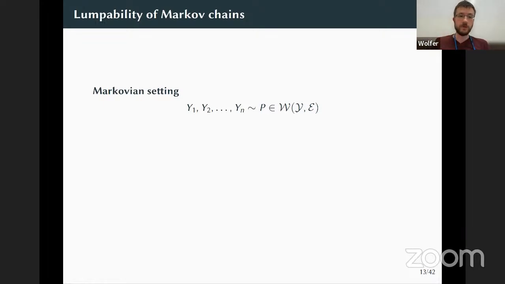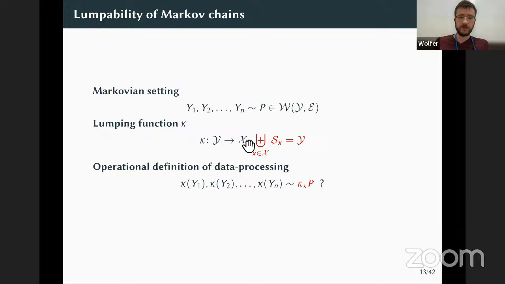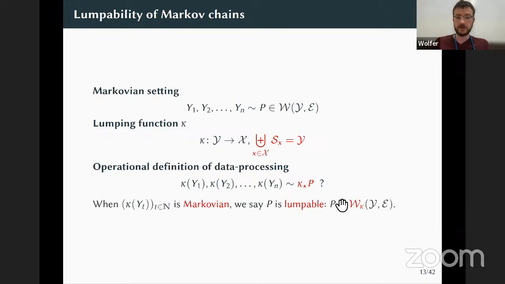Now, going back to Markov chains, if I observe a trajectory y1 to yn whose dynamics are governed by some transition matrix P, and I'm here considering a lumping function called kappa, I can rewrite kappa as a partition of the original space Y. But if I'm applying kappa on the successive observations sampled according to a Markov chain, is the resulting process still Markovian? Well, it is not always Markovian. The Markov property can be lost, but when it is Markovian, we say that P is lumpable, and we denote it by P belonging to the set W kappa.